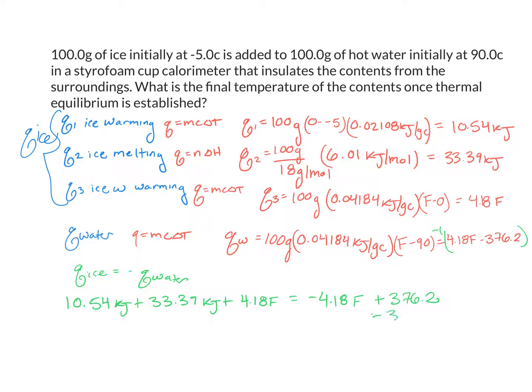So now we're going to do some algebra to put our variables on the same side. We can subtract 33.39 and 10.54 from this side, and we can add 4.18 times the final temperature on this side. So we get 8.36 times that final temperature is equal to 332.27. Divide each side by 8.36, and we get that the final temperature is 39.7 degrees Celsius.